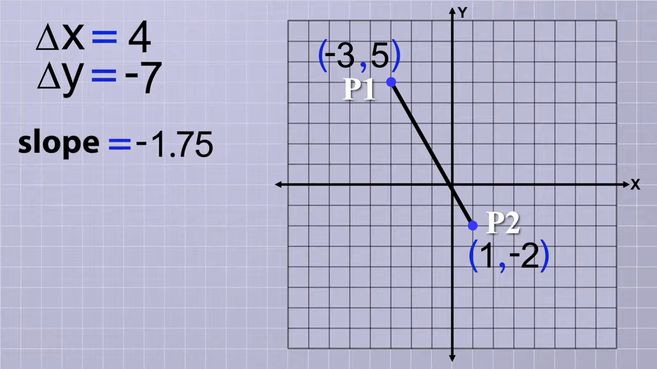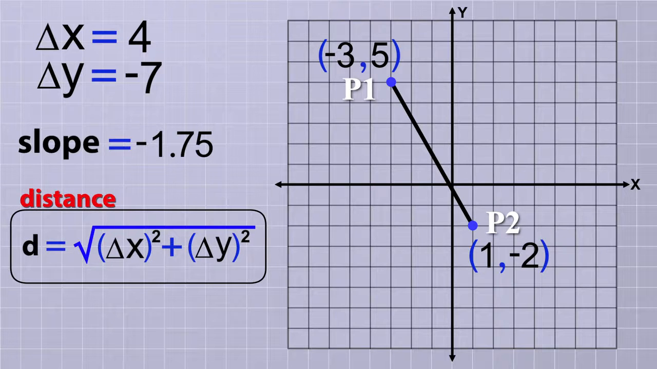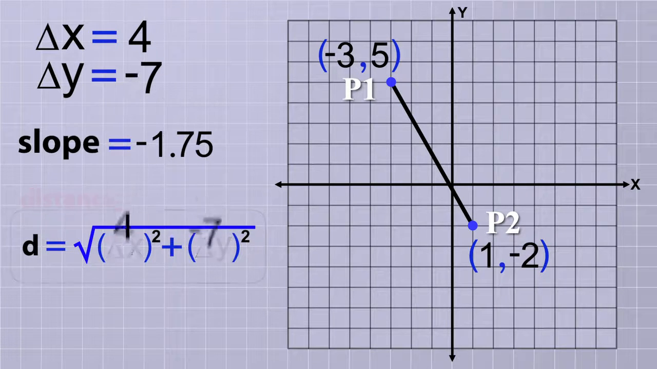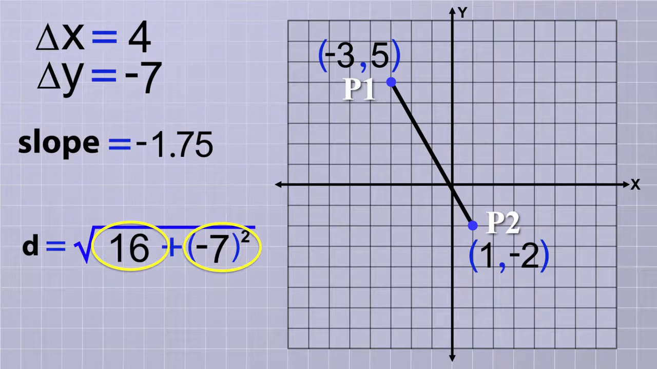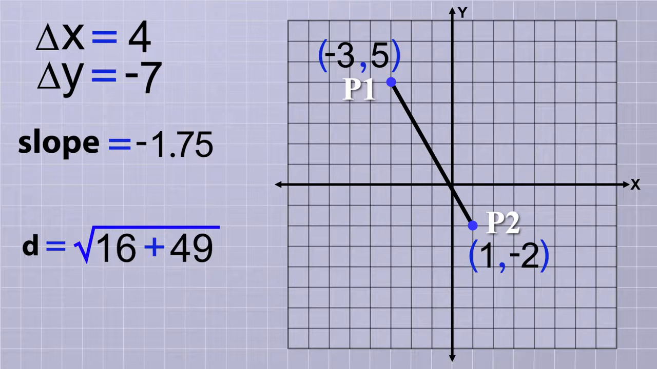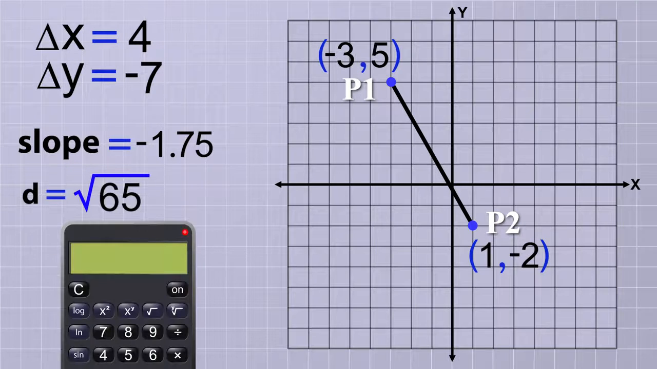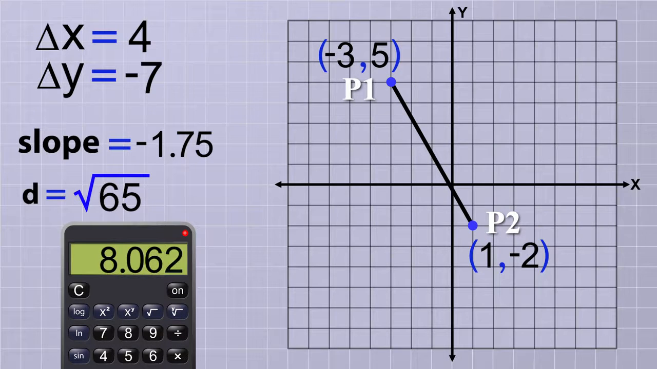Now that we found the slope, let's find the distance between the points by plugging the deltas we already calculated into that equation. That gives us distance equals the square root of 4 squared plus -7 squared. 4 squared equals 16, and -7 squared equals 49. That means the distance is the square root of 16 plus 49, or the square root of 65. That root can't be simplified, but we can use a calculator to convert it to a decimal if we want to, giving us a distance of 8.062 rounded to 3 decimal places.